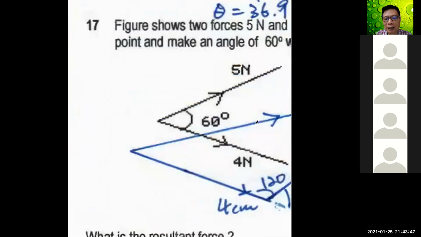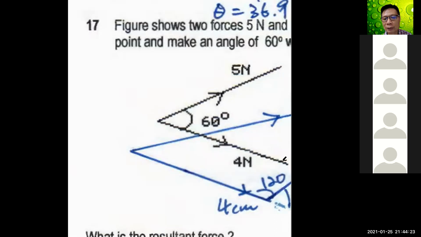I don't show you the full diagram first. Now you see roughly it's like this. For 4 Newton, you draw 4 cm. The angle here is 60, so here it is 150. Use a protractor to measure 120, then draw 5 cm. Then you get the answer already. 4 cm here, exactly, angle here 120.